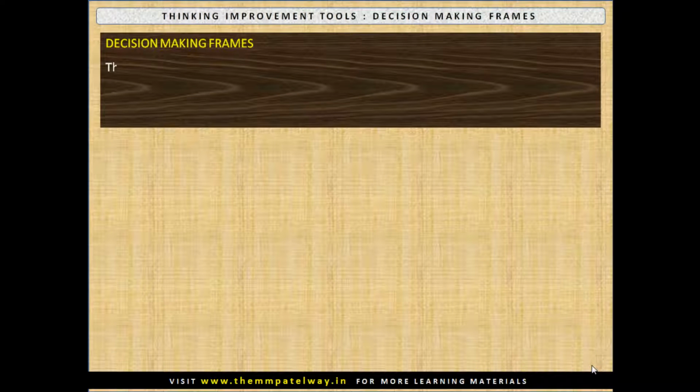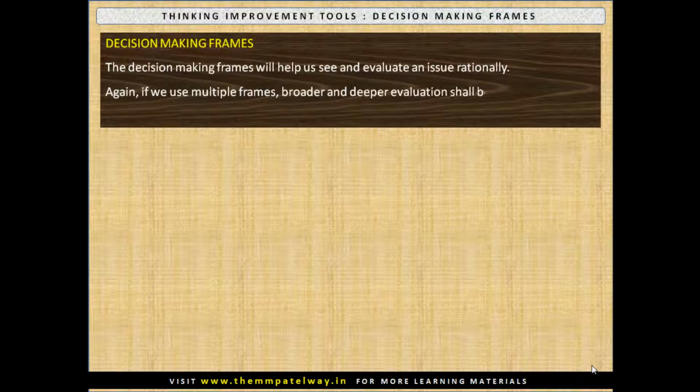Now we discuss decision-making frames. The decision-making frames will help us see and evaluate an issue rationally. Again, if we use multiple frames, broader and deeper evaluation shall be possible. It will also be possible to compare two views objectively without bringing in personal prejudices.